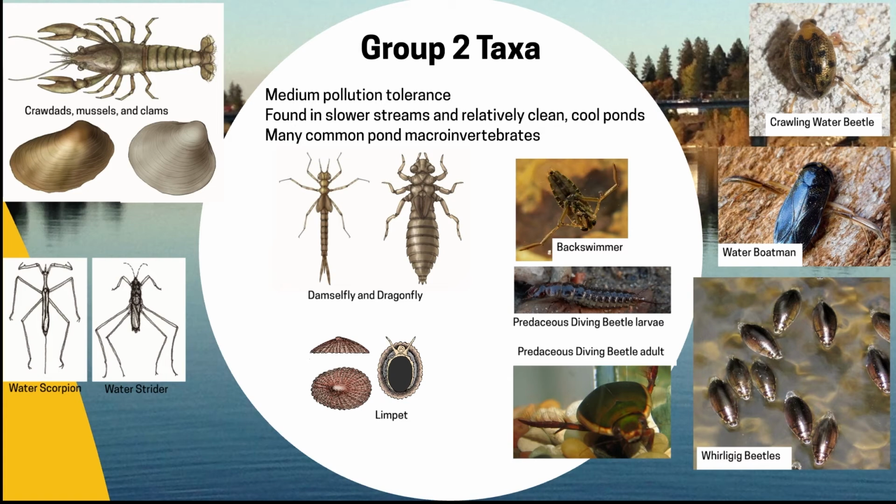Limpets look like half of a freshwater clam, but are actually a type of snail with a dish-shaped shell and a strong foot that hangs onto rocks. Now, I don't find these very often, but they're out there.